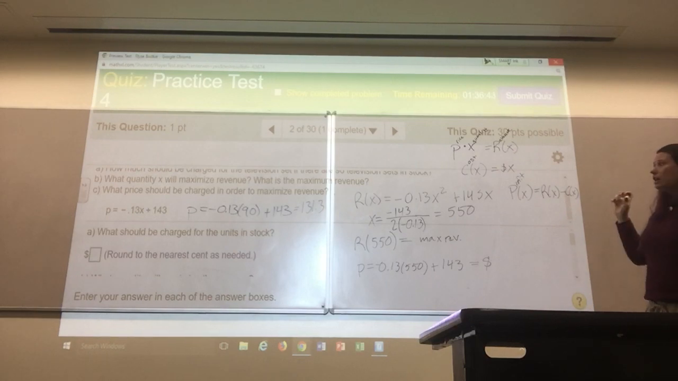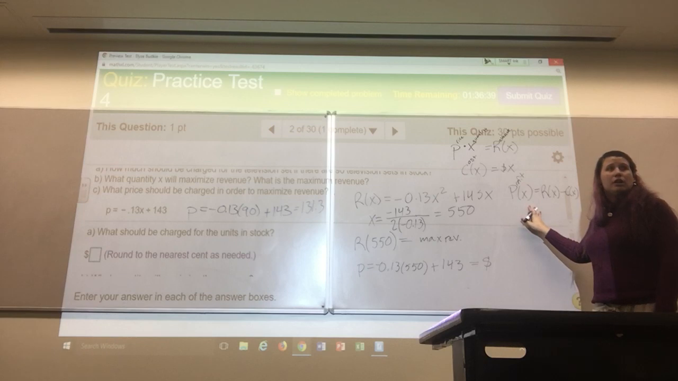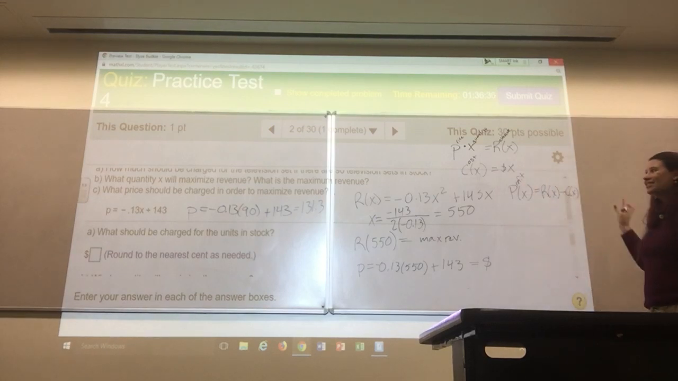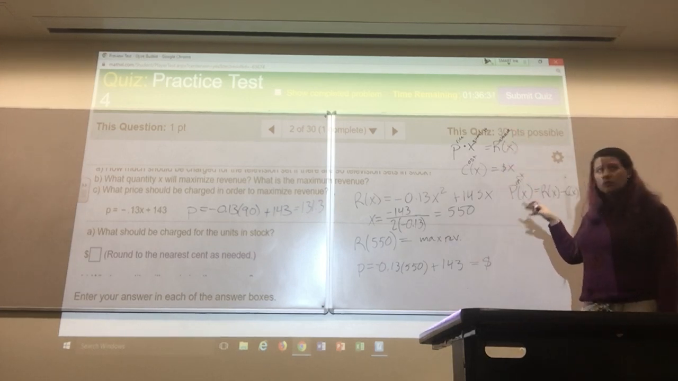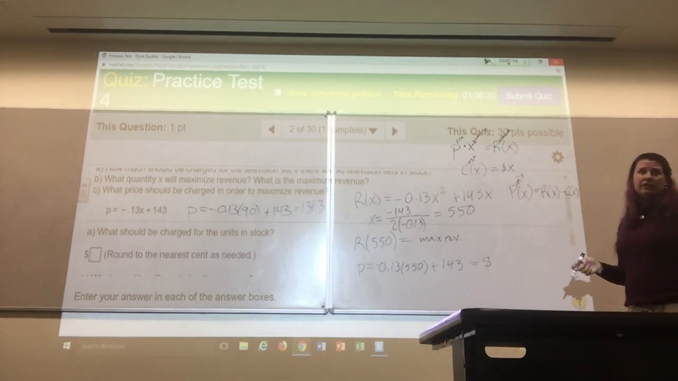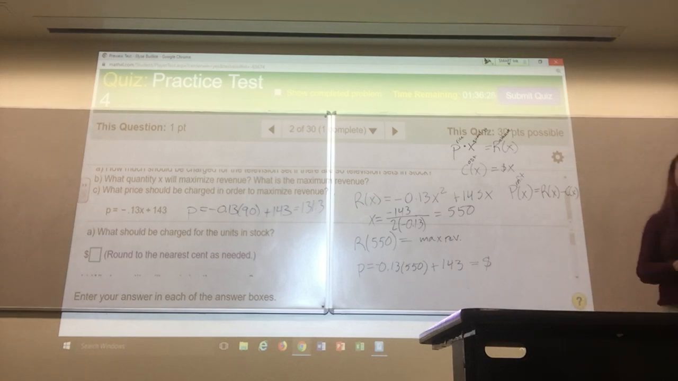If you are starting out with price and you need to go to profit, you have a couple steps to go. Just make sure to label everything, because you will need to go back into different parts of it. And if you don't know what it is, you have to find it again, and that just sucks. Okay. Any other questions on this? No, we're good?